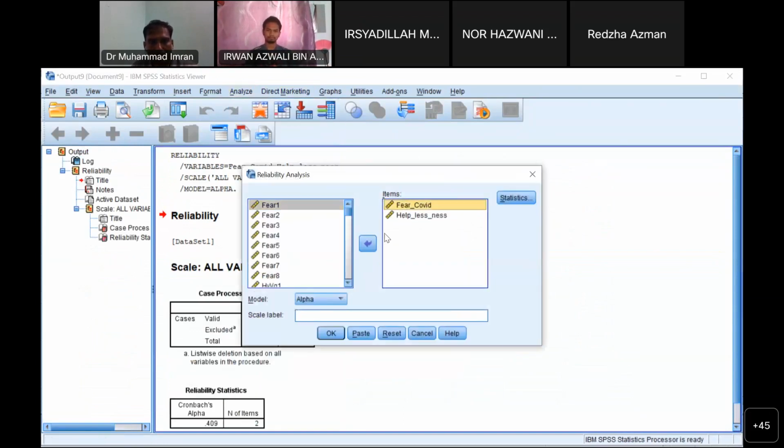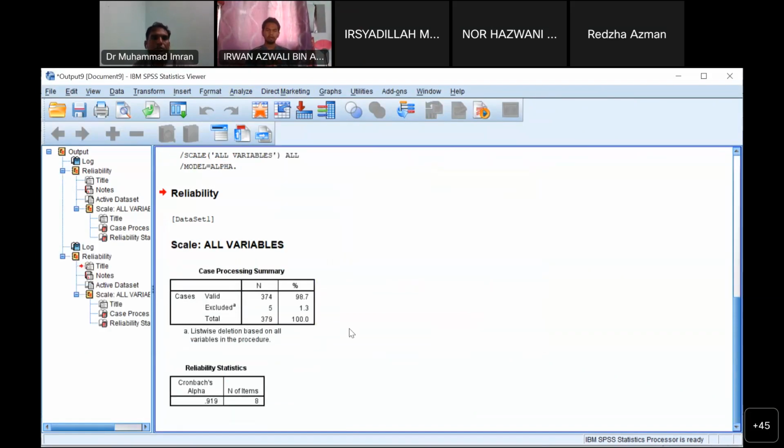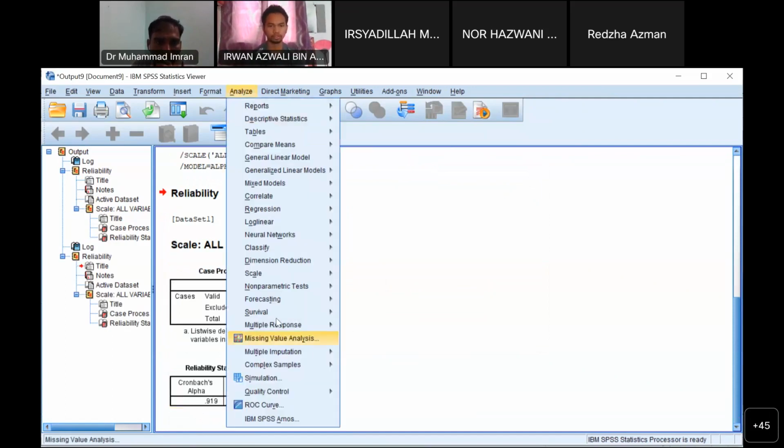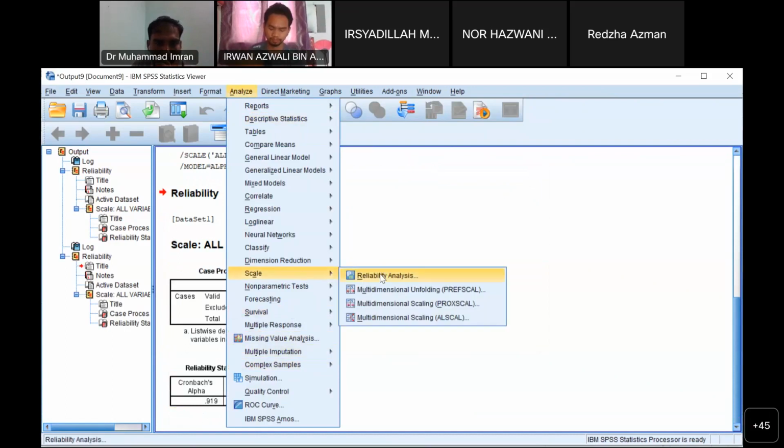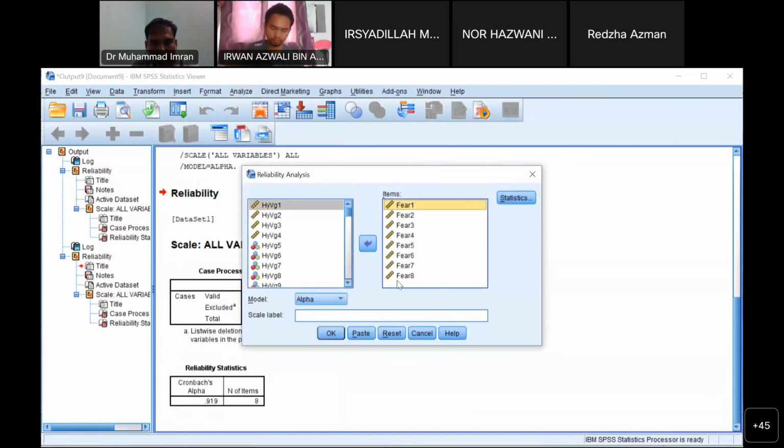First. This one is somewhat different. Please look at this one. From here, first, because how many items? 7 items. Now it's okay. Now we can see 0.9, very good reliability. Please do this, then. This is for fear of COVID-19. Now for the other variables, scale, go here, because we must give the whole item detail.